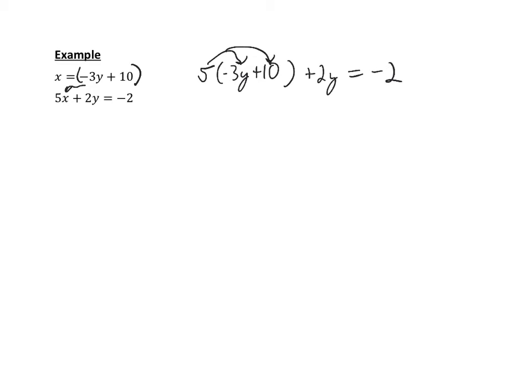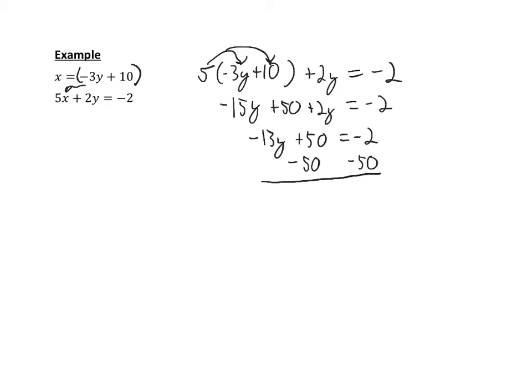We can distribute this 5 in. Negative 15y plus 50 plus 2y equals negative 2. We can combine negative 15y and positive 2y. That's negative 13y plus 50 equals negative 2. We subtract 50. Negative 13y equals negative 52. Dividing by negative 13, y equals 4.